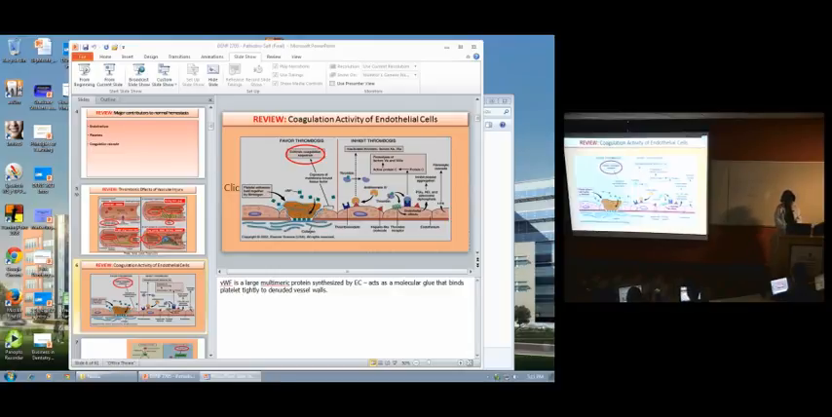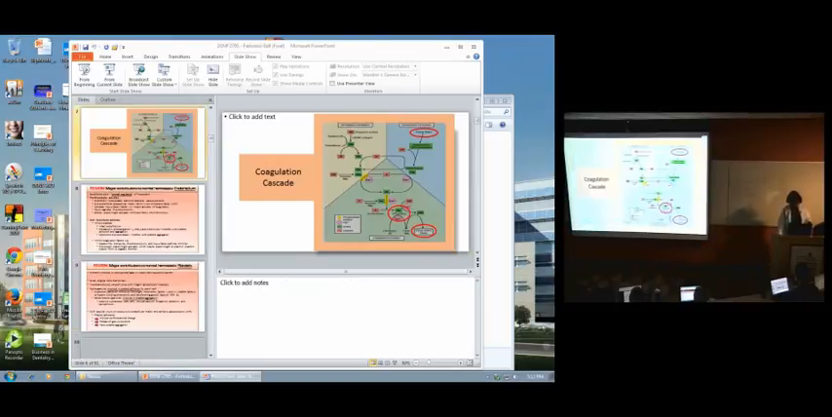For endothelial cells, depending on what's going on, they can have pro-thrombotic properties, and they also have anti-thrombotic properties, just like I explained now. Initially they want to form the stable plug, and then afterwards to inhibit it and prevent it from growing further. So we have the coagulation cascade.